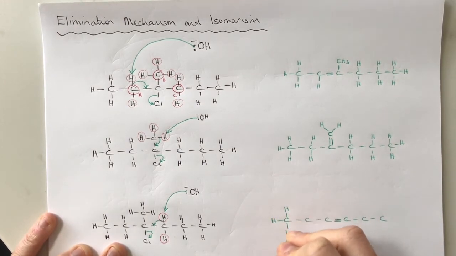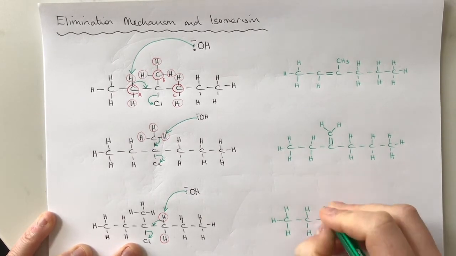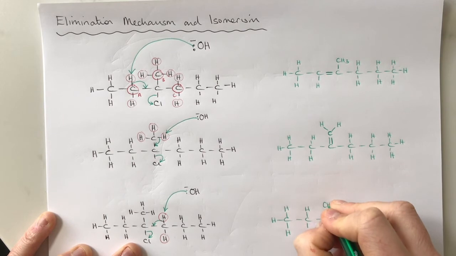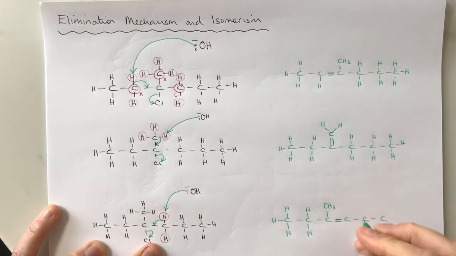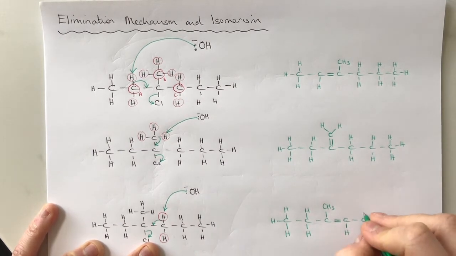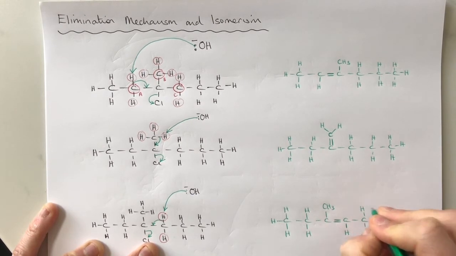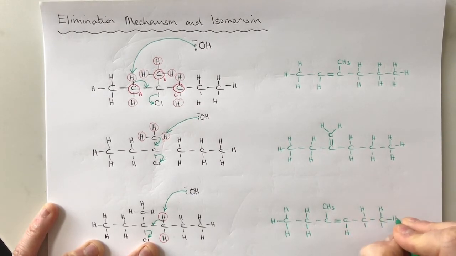3 hydrogens there, 2 hydrogens there. We've got the methyl group on carbon 3. Carbon 4 now just has 1 hydrogen. Carbon 5 and carbon 6 still have all their hydrogens intact.